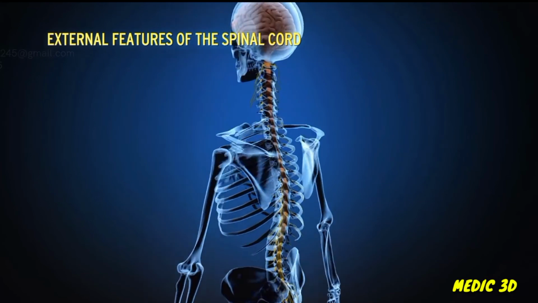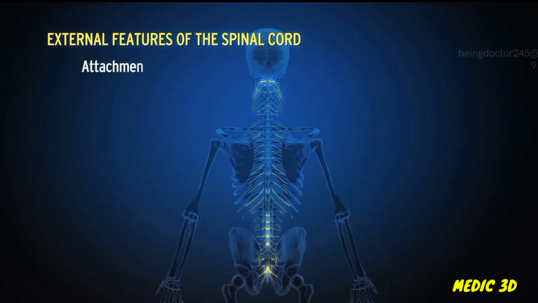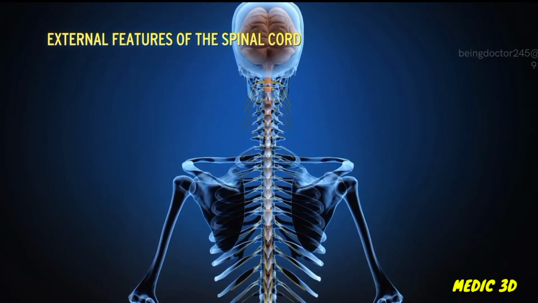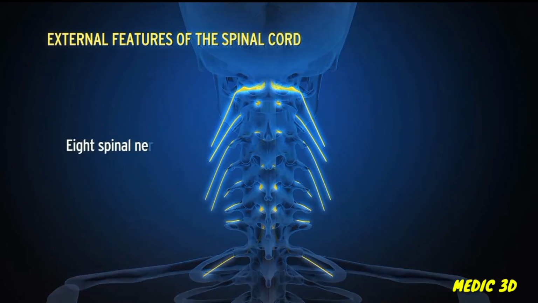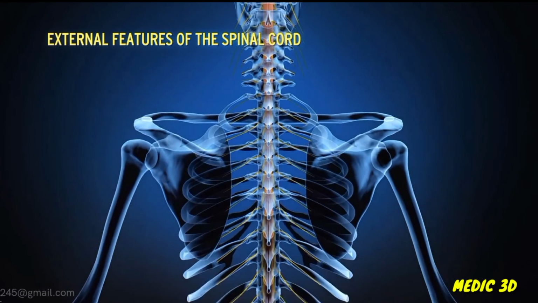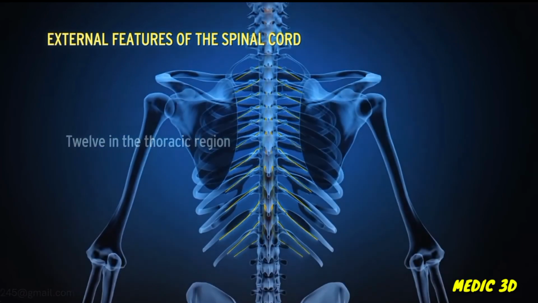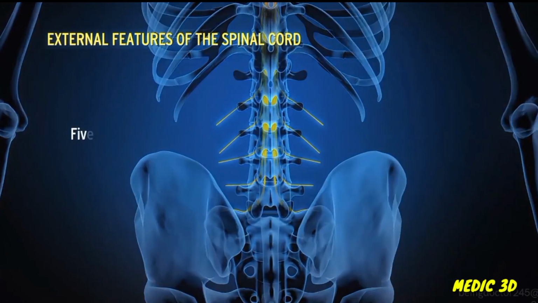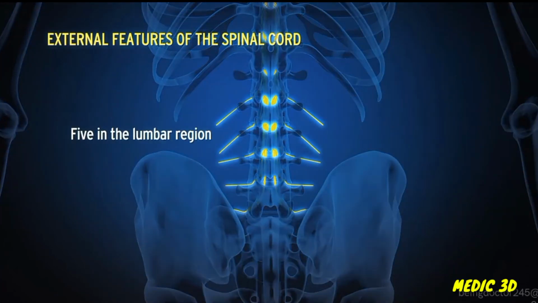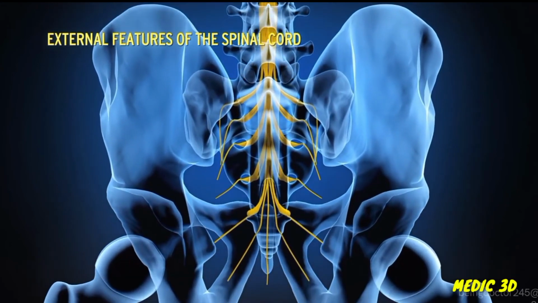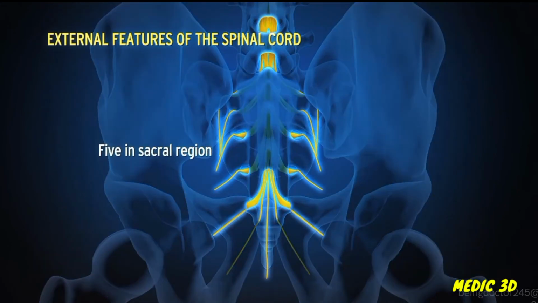The external surface also presents the attachment of 31 pairs of spinal nerves from the sides of the spinal cord. There are 8 spinal nerves in the cervical region, 12 in the thoracic region, 5 in the lumbar region, 5 in the sacral region, and 1 in the coccygeal region.